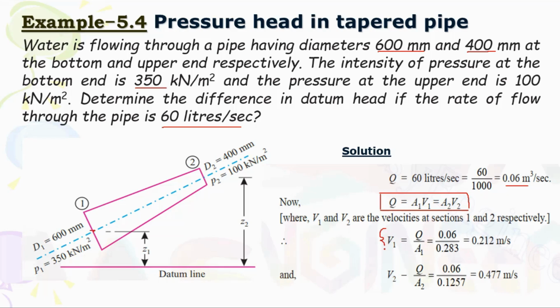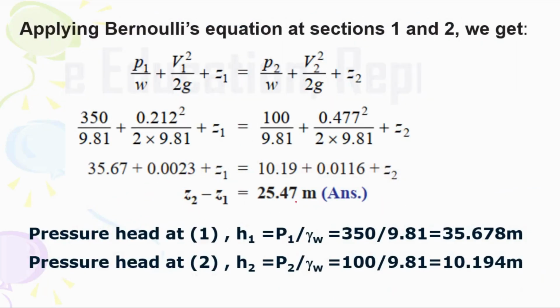Here is V1, 0.212 meter per second, and velocity V2 will be automatically Q over A2, 0.477 meter per second. So the flow velocity passing through section 1 and section 2, once you know this, you can find the other parameters, which is just the elevation difference.